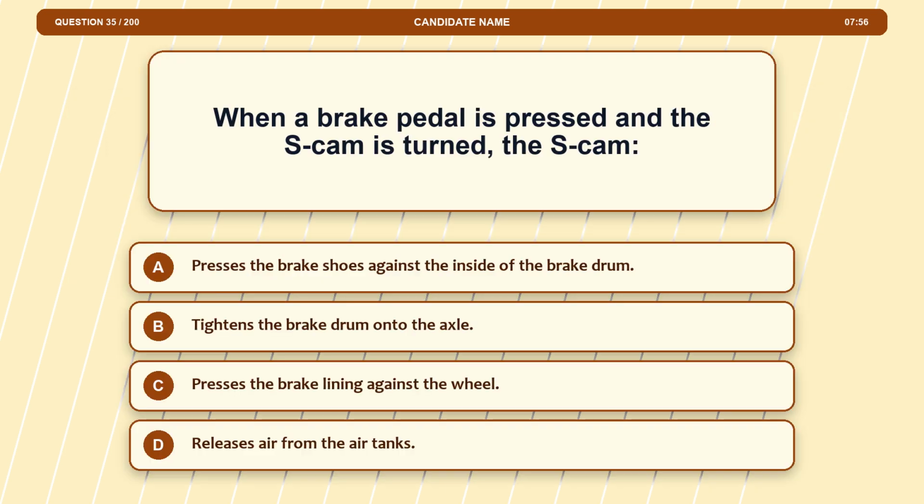Question 35. When a brake pedal is pressed and the S-cam is turned, the S-cam: Option A, presses the brake shoes against the inside of the brake drum. Option B, tightens the brake drum onto the axle. Option C, presses the brake lining against the wheel. Option D, releases air from the air tanks.